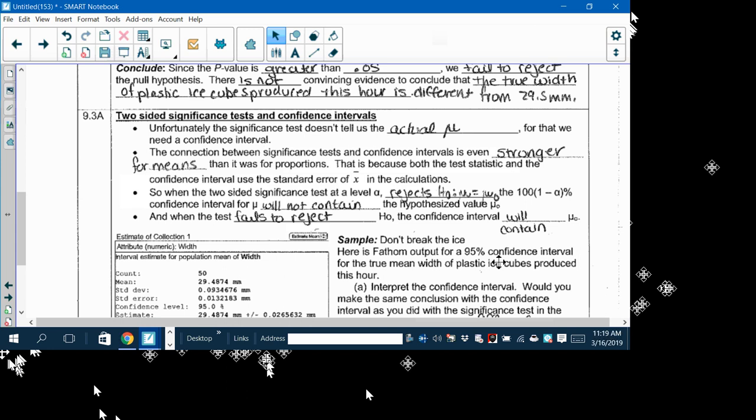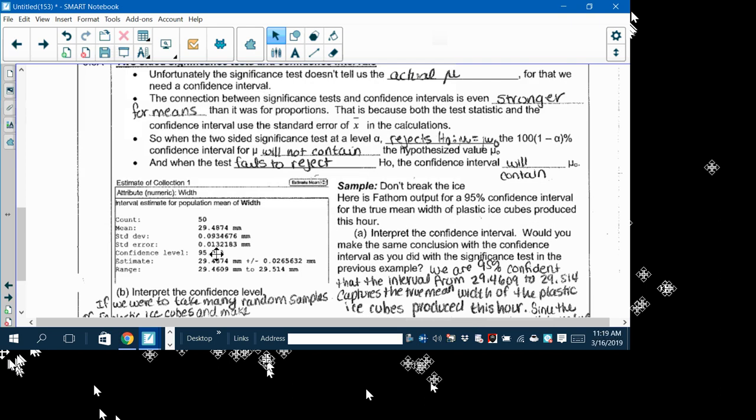A significance test doesn't give us the actual mean, so that's why we do confidence intervals, because we want to actually find at least an interval for the possible population mean. The connection between two-sided tests and confidence intervals is even stronger for means than it was for proportions. That's because both inference methods for means use the standard error of the sampling mean in the calculations. Okay, I'll show that in a minute.